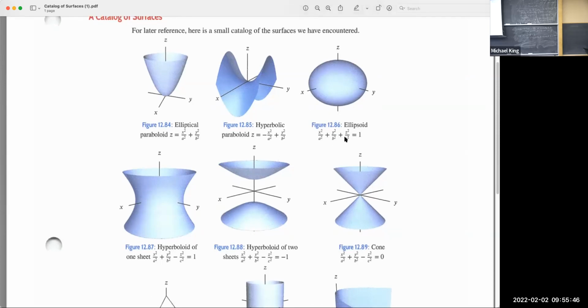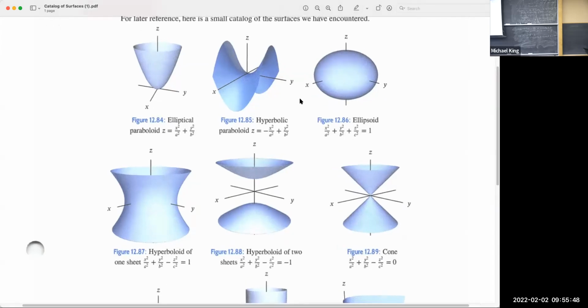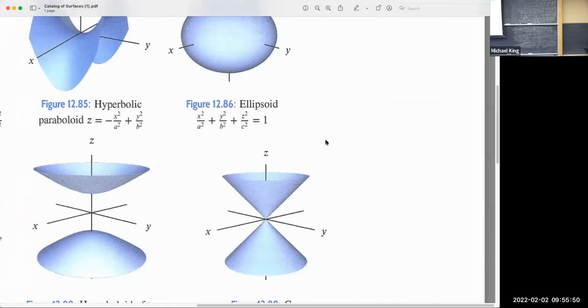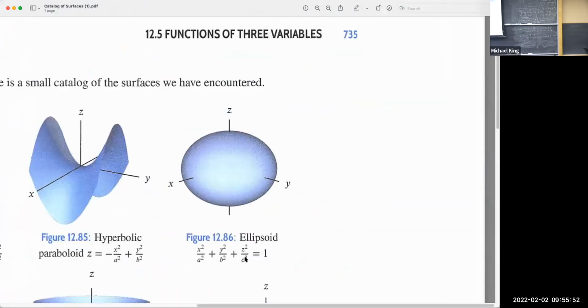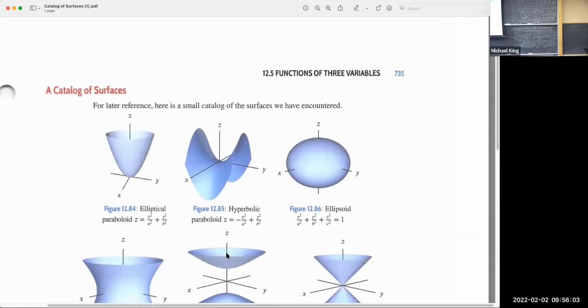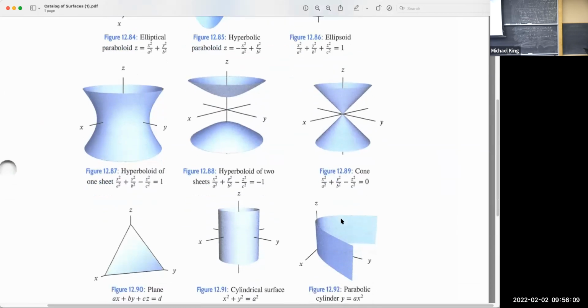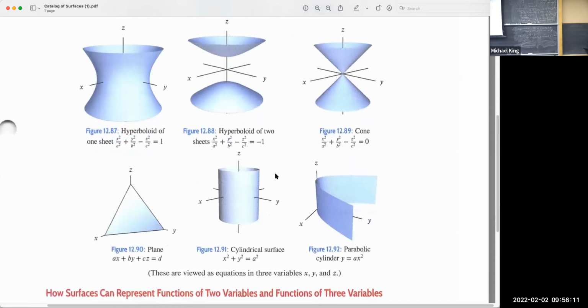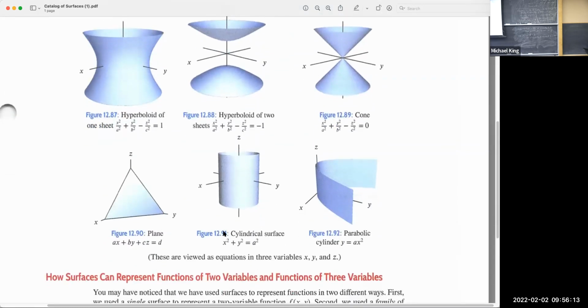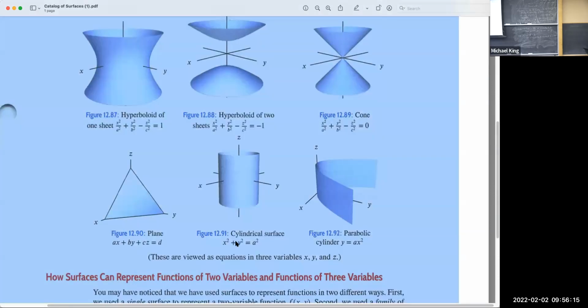Again, if you set A, B, and C equal to 1, you guys see that? You just get the sphere. So you can stretch the x and y and z by putting those A, B, and C in, and you can get these egg-shaped things instead. These three are sort of interesting. I'm going to show you something in a second related to these hyperboloids. Planes, cylinders, we've already talked about a little bit.